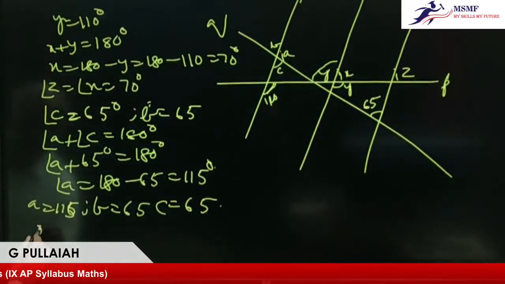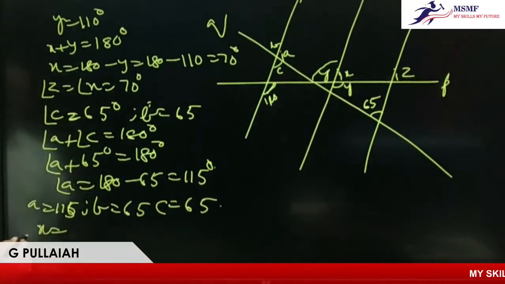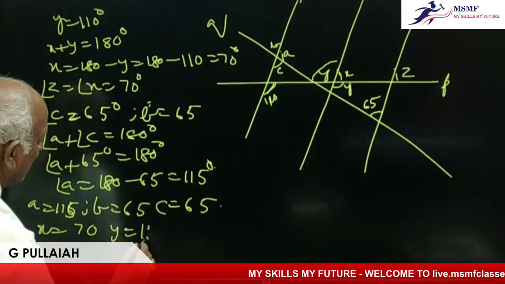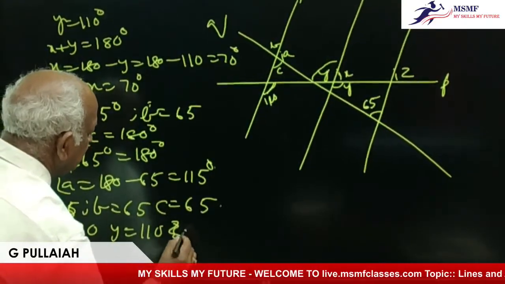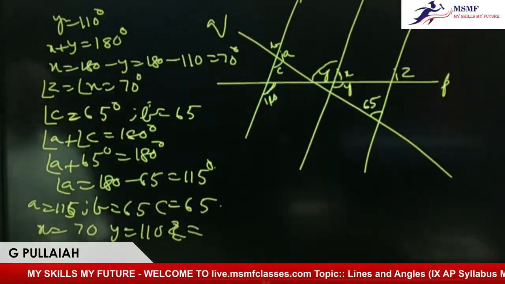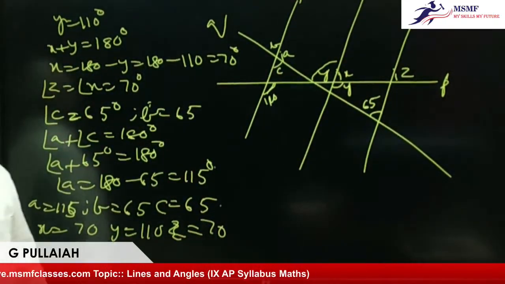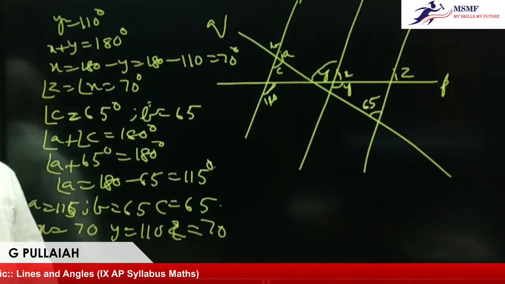Taking X, we got 70, Y is equal to 110, and Z is equal to 70. So this is the way we can find out the values of A, B, C and X, Y, Z.